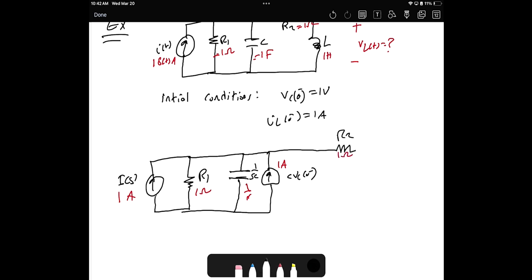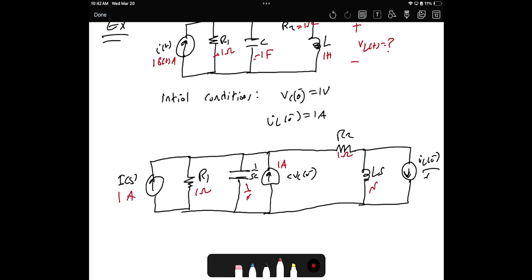Then the inductor, you have two ways to use, the series or the parallel. I'm going to use the parallel. Here is LS, then the parallel. This will be IL of 0 negative over S. So LS, since L is 1, this will be S, IL of 0 negative, which is 1 over S.